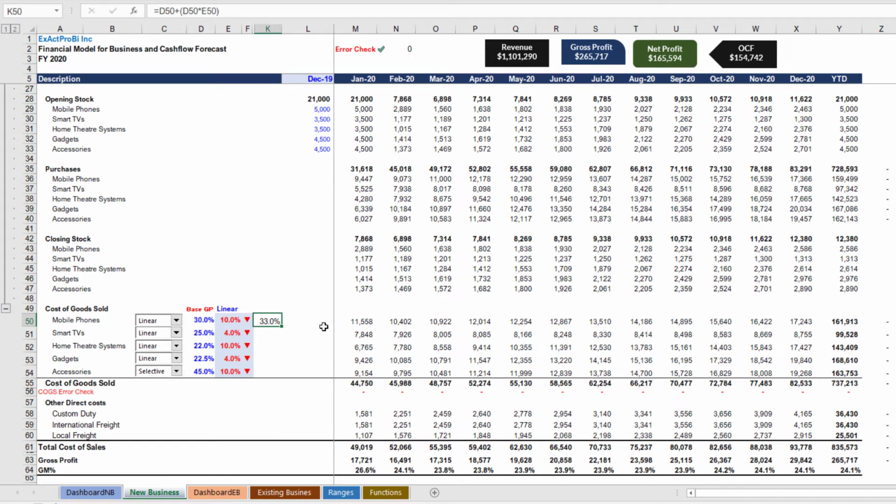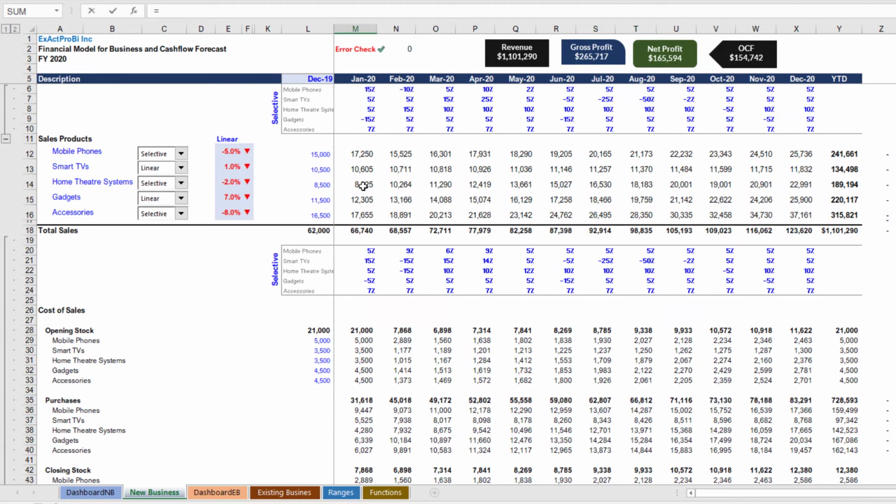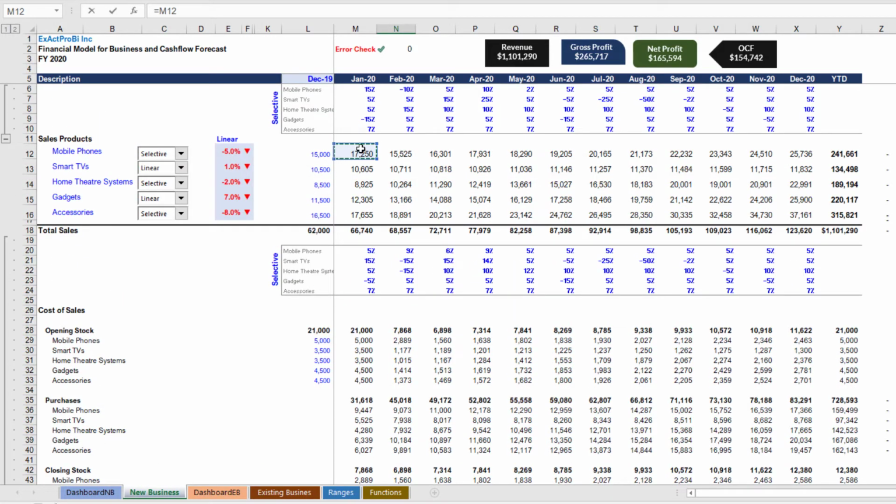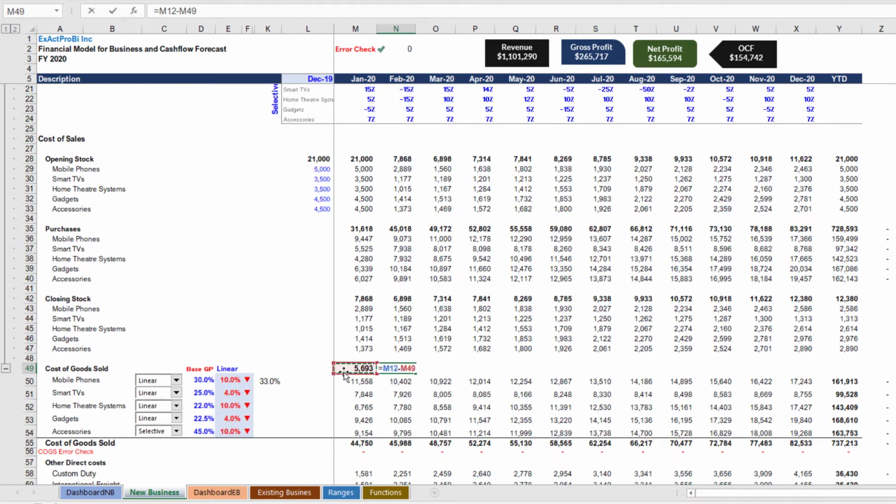Now what is 33%? That is the gross profit of your sale. So per sale you are making 33%. So if I go up here and select the sale of 17,250 for mobile phones into 33%, I got profit of 5693, and if I deduct that gross profit from the sale, 17,250, that is mobile phone sale in January, minus the gross profit, I get 11,558, which is the same here. So this is how this forecasting model is working.